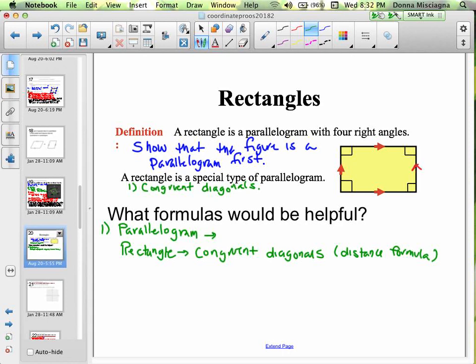And that is, we're going to show that both diagonals are bisected. And what formula would we need for that? We would use the midpoint formula.